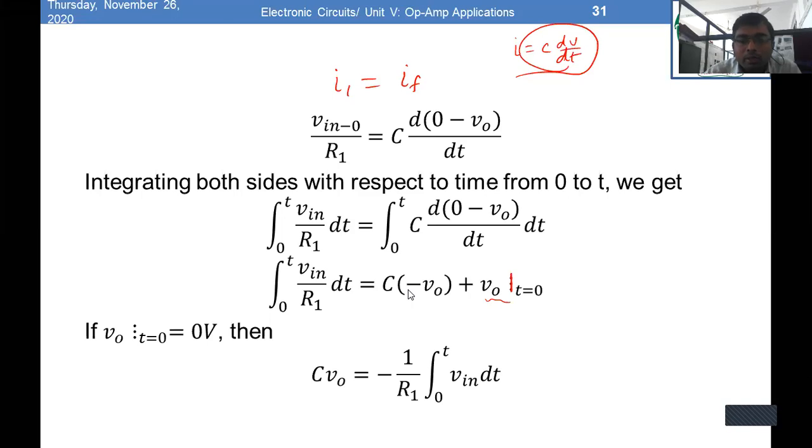So what is the value of the output voltage? It would be v naught is equal to minus 1 upon R1 C integration of 0 to t v in dt, and this is the definition of the integrator. It integrates the input voltage during the period of time, that is 0 to t here. So you can further write it as v naught is equal to minus 1 upon RC, 0 to t, v in dt, and RC is what? It is basically a time constant.